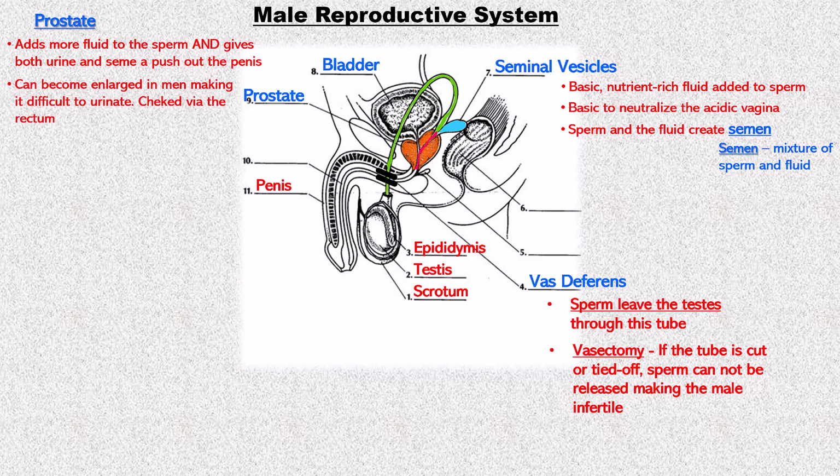And to check the prostate, doctors will go through the rectum. This thing right here, this is where solid waste is stored, eventually coming out the anus. The doctor will go in through the anus, palpate the walls of, or touch the walls of, the rectum, and feel if that prostate is enlarged.